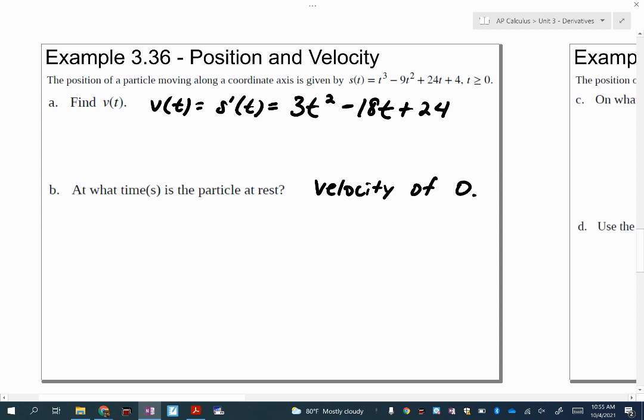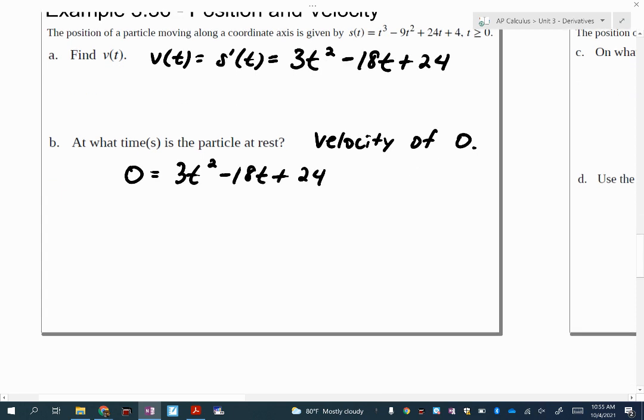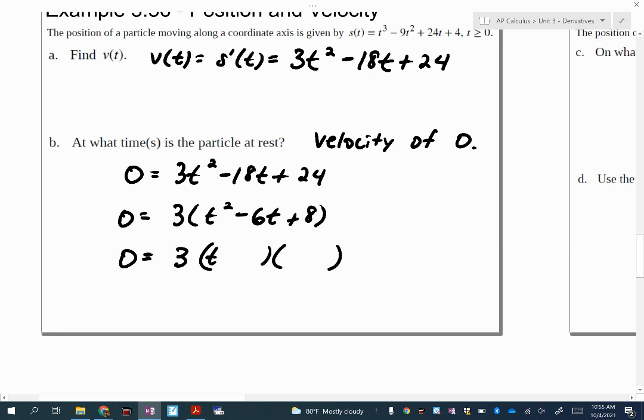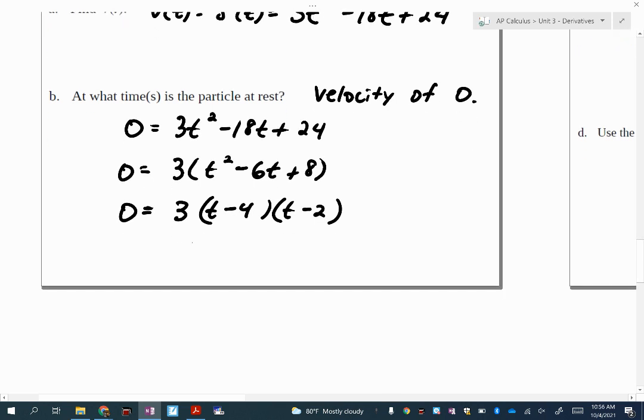If it has no velocity, then it's at rest. So I'm going to set my velocity function equal to 0. So 3t squared minus 18t plus 24. Factor out the 3. Get t squared minus 6t plus 8. We're factoring this to be t minus 4 and t minus 2. So at time 4 seconds and 2 seconds, the particle is at rest.